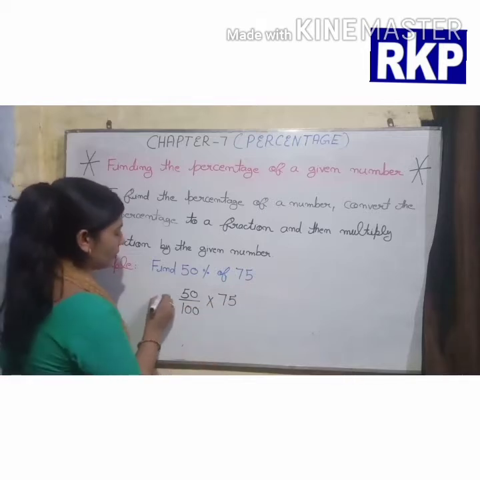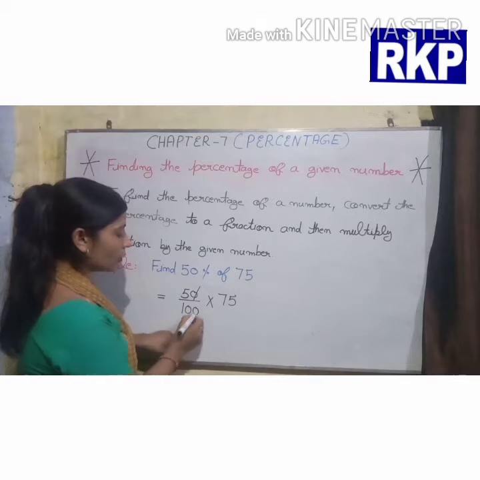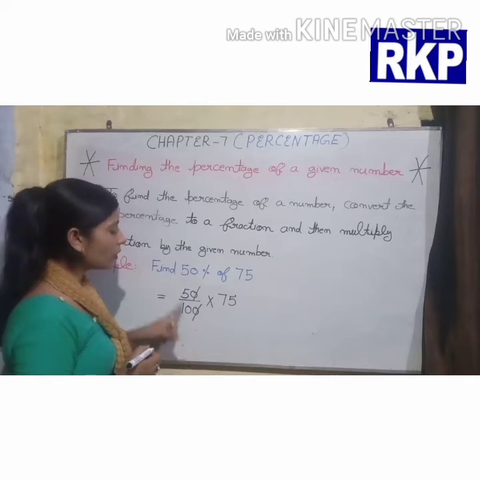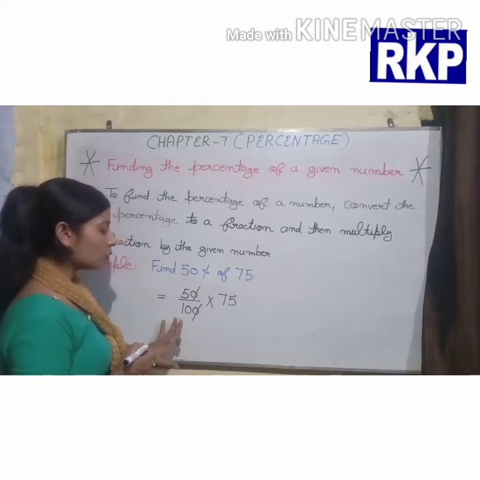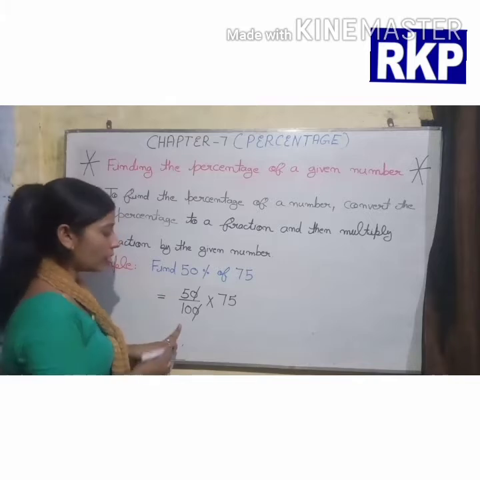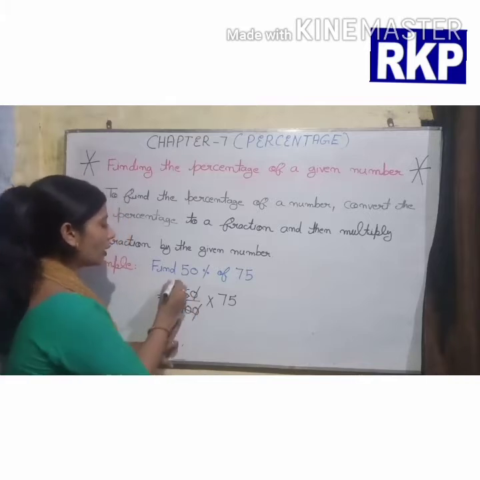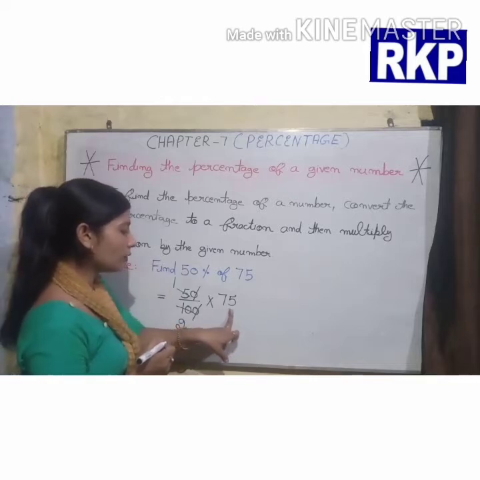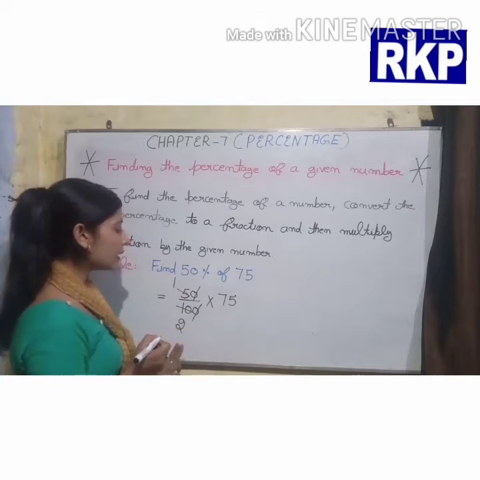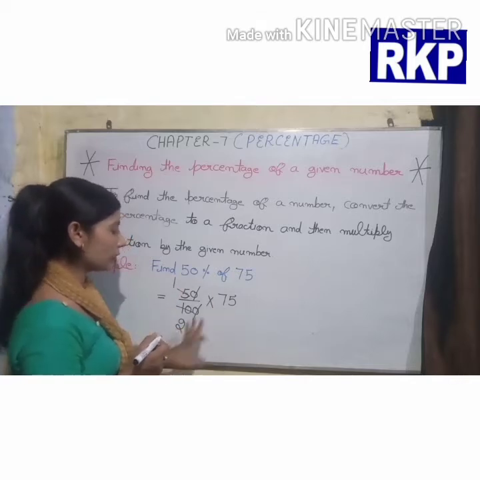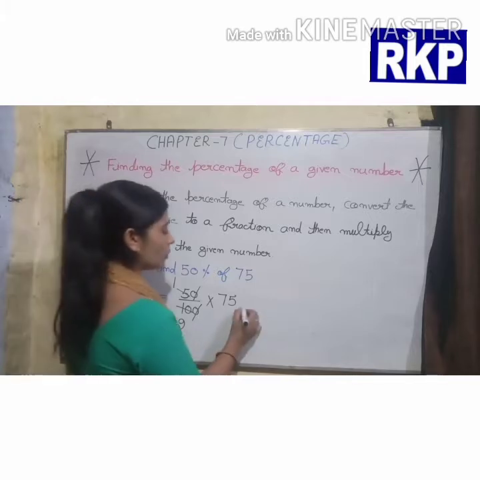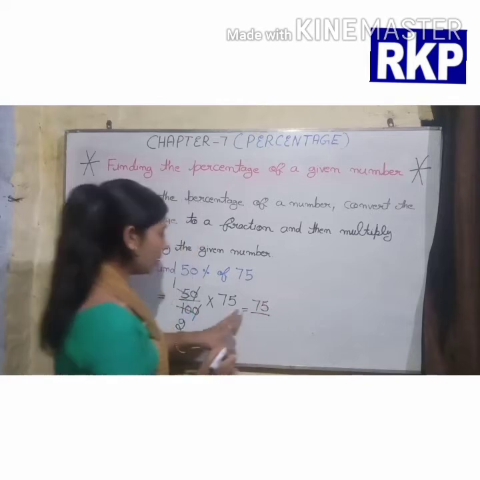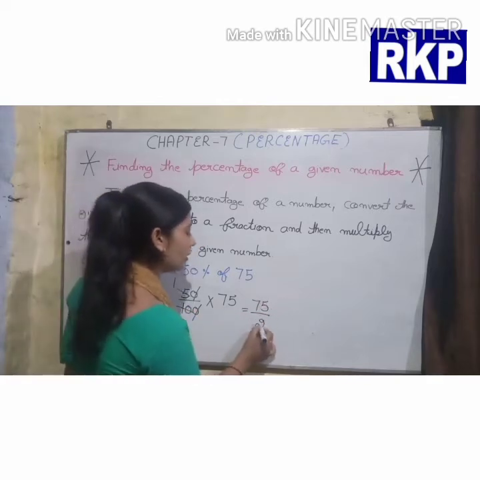Now we have to solve it, beta. Here we have 0 at the last and here also we have 0, so we can cancel this last 0 with this last 0. Now here we have 5 and here we have 10, so both are divisible by 5. So we can cancel this and this also. 5 ones are 5 and 5 twos are 10. Now here we have 1. Here we have 75 as a numerator and 2 as a denominator. So there is no common factor, beta, other than 1. So 1 multiplied by 75 will give us 75 as a numerator and 2 as a denominator.